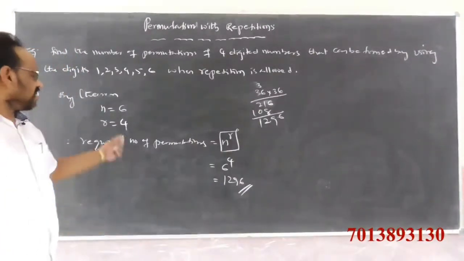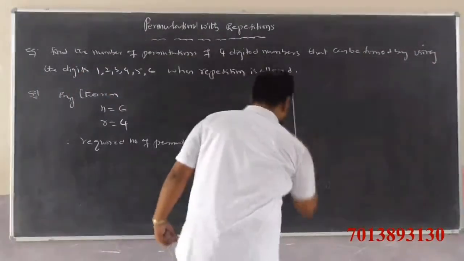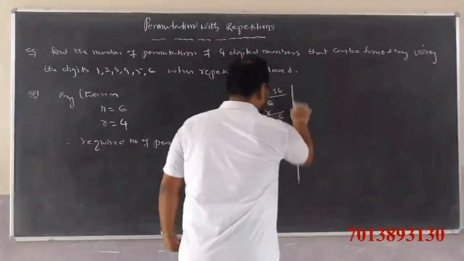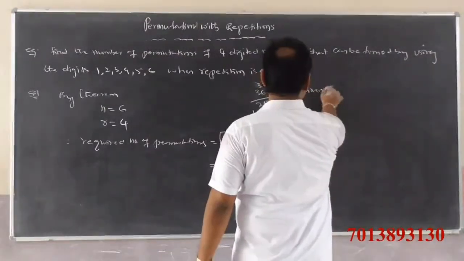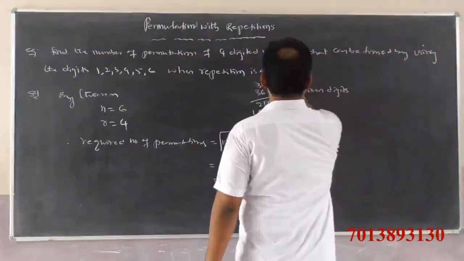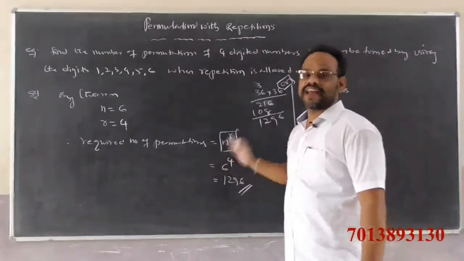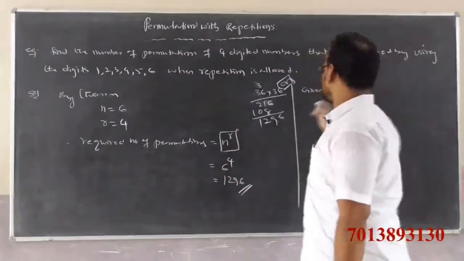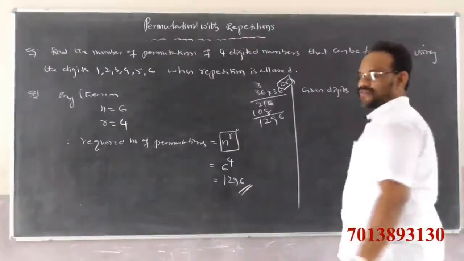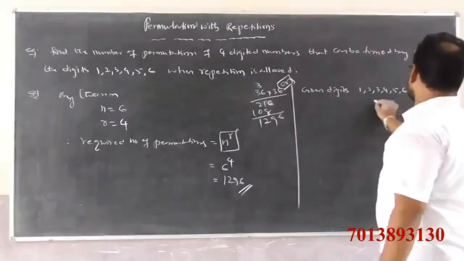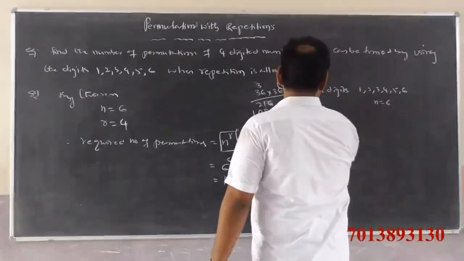This is the formula. Now how to calculate by using the fundamental principle of counting. The answer here is 1296 by using the formula n power r. By using the fundamental principle of counting, given digits 1, 2, 3, 4, 5, 6, so n is equal to clearly 6. We want four digit numbers.